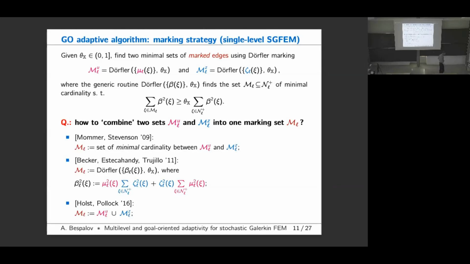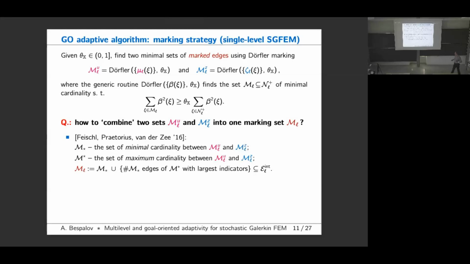And the finite element community did something in this direction. There are 3 strategies. The first one is by Mommer and Stevenson. So you basically select one of these sets with minimum cardinality, right? Another strategy, you form this quantity, depending on each dot, and then you run Dörfler marking on that quantity. Probably quite an expensive strategy. You join these 2 sets together and it gets you a marked set for both primal and dual. This is quite expensive.